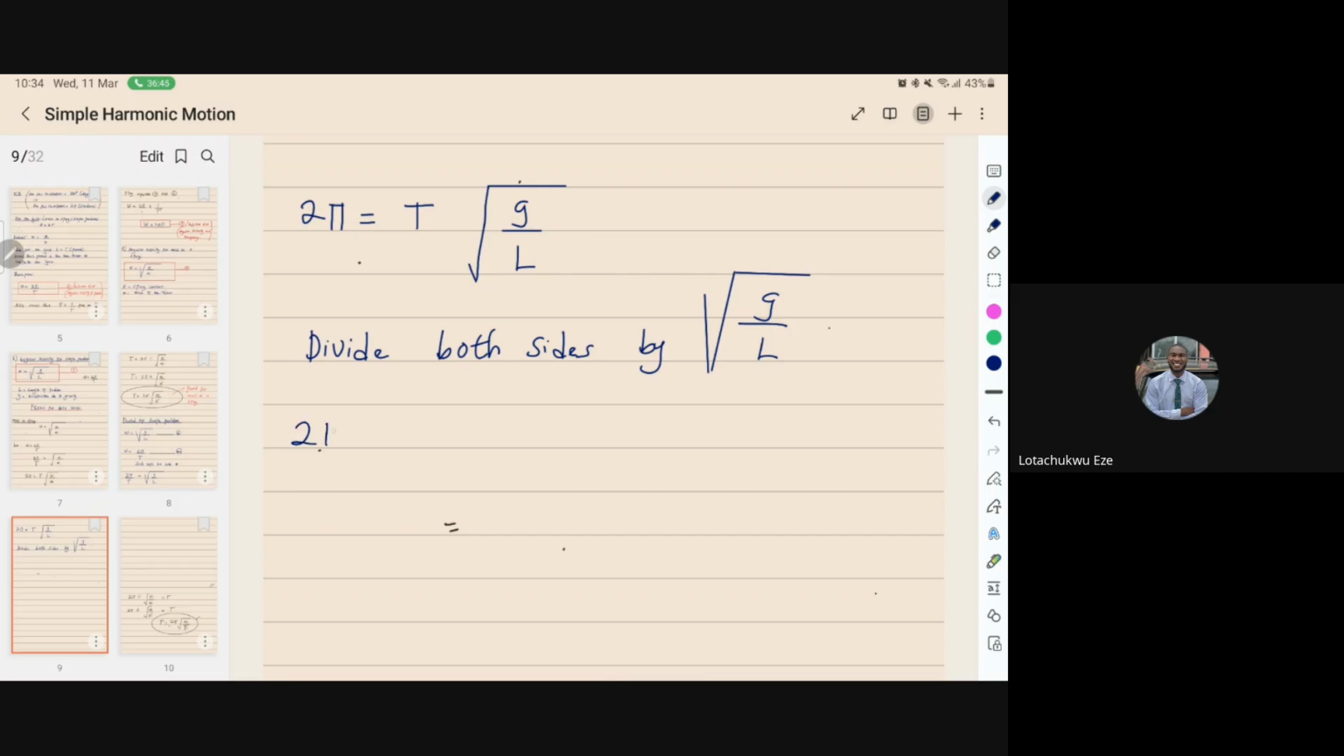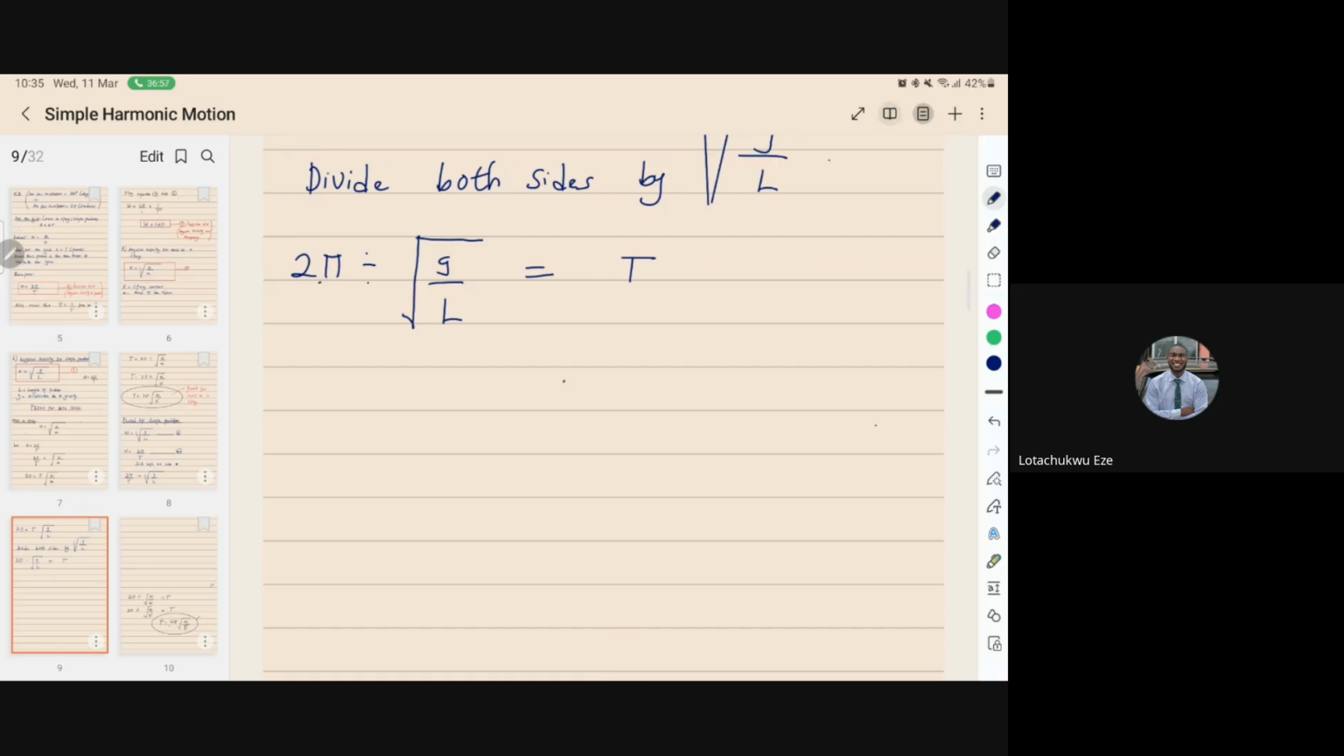So you have 2 pi divided by root G over L is equal to T. Remember, when you are dividing, it's going to be inverted. So that will give us that T is equal to 2 pi multiplied by the square root of L over G. Hope I'm doing the right thing, guys. Yes, L over G.